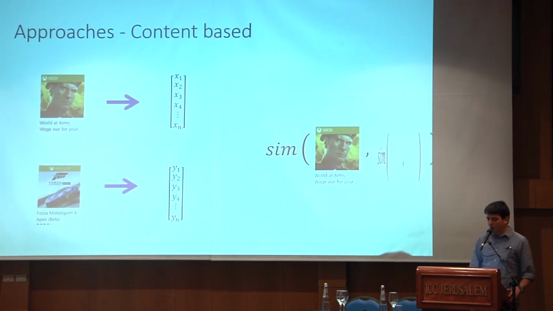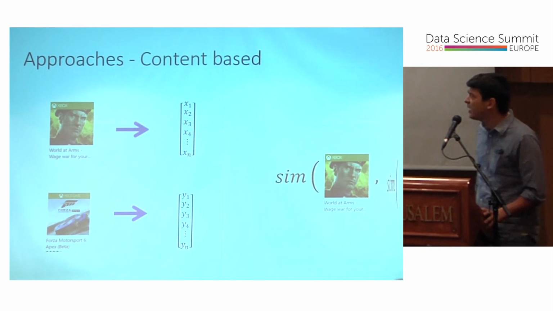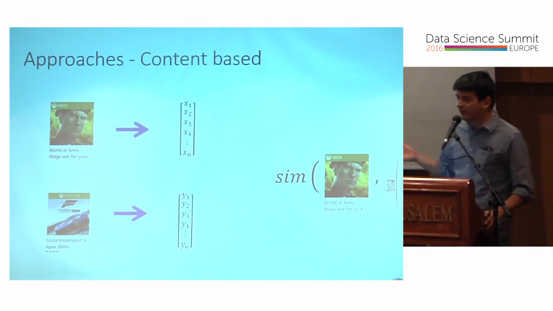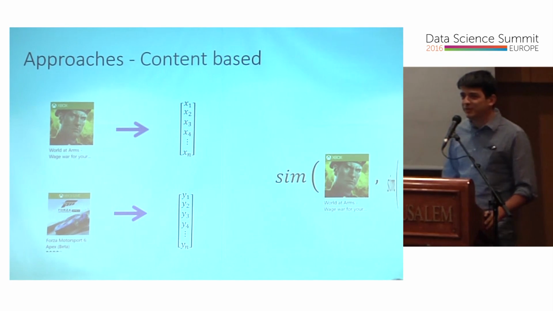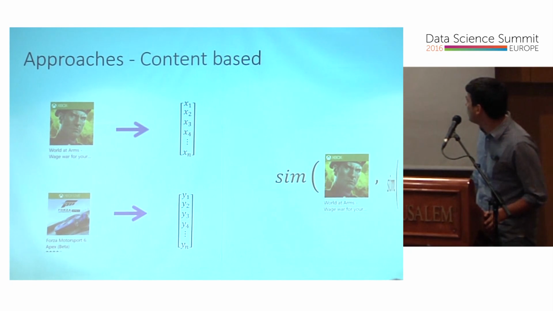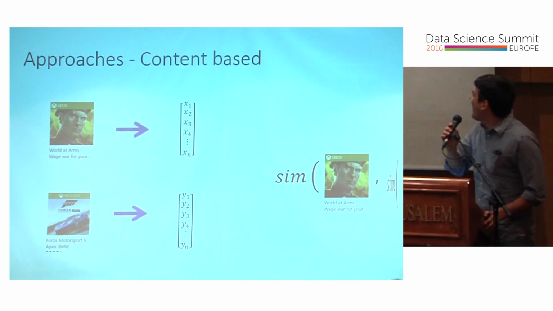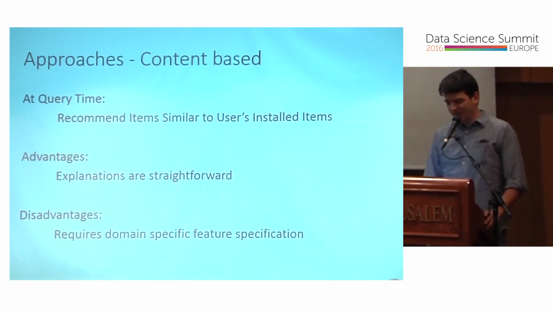Okay, so one family is the content-based family. Essentially, I take each item in my catalog and I map it to a machine-understandable format, in this case, a vector of numbers. Numbers are sometimes called features in this context. And then this allows me to compute a similarity between these two games.